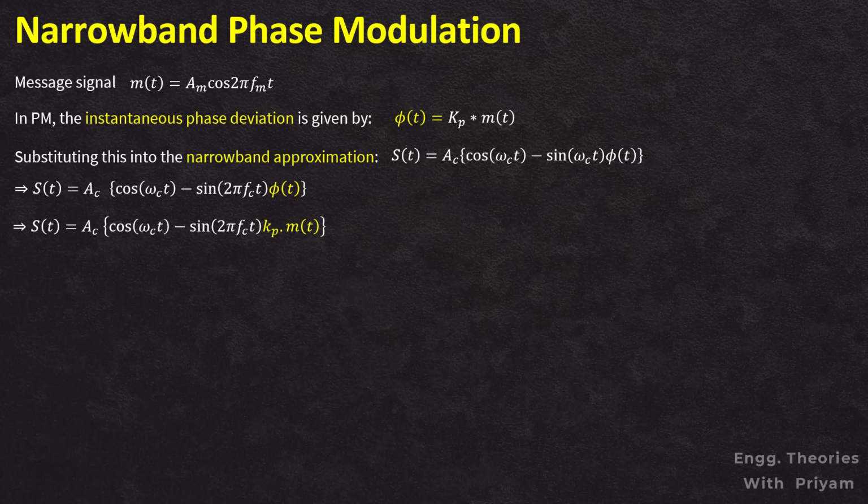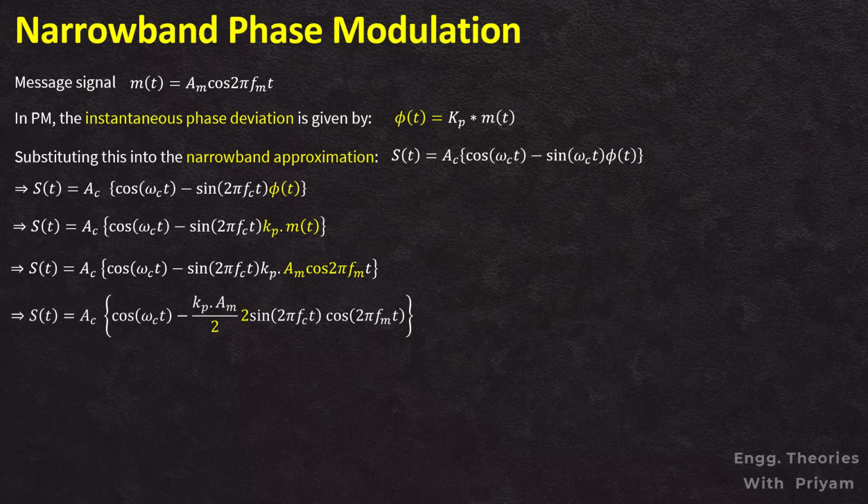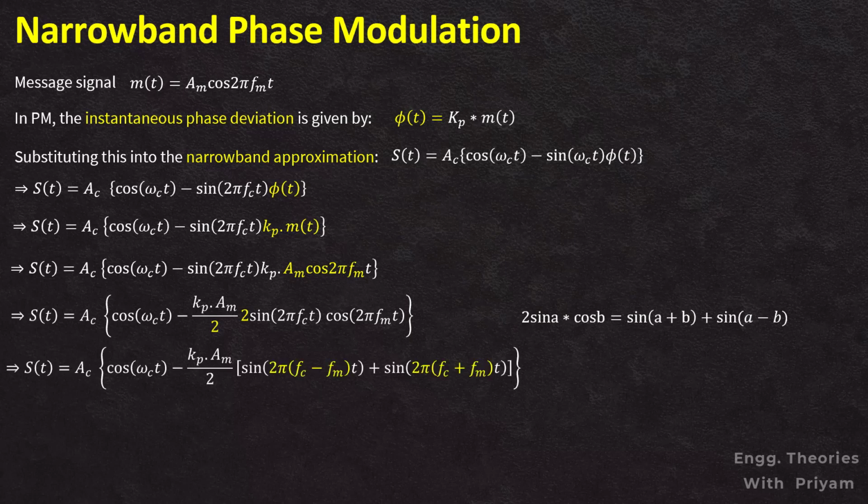Now we will put the value of m(t) as Am into cos 2π fm t. Now we will divide and multiply this term by 2. Now we can use the trigonometric identity of 2 sin a cos b, which is equal to sin(a minus b) plus sin(a plus b). By applying this trigonometric identity, this term will become kp into Am divided by 2 into [sin 2π(fc minus fm)t plus sin 2π(fc plus fm)t].